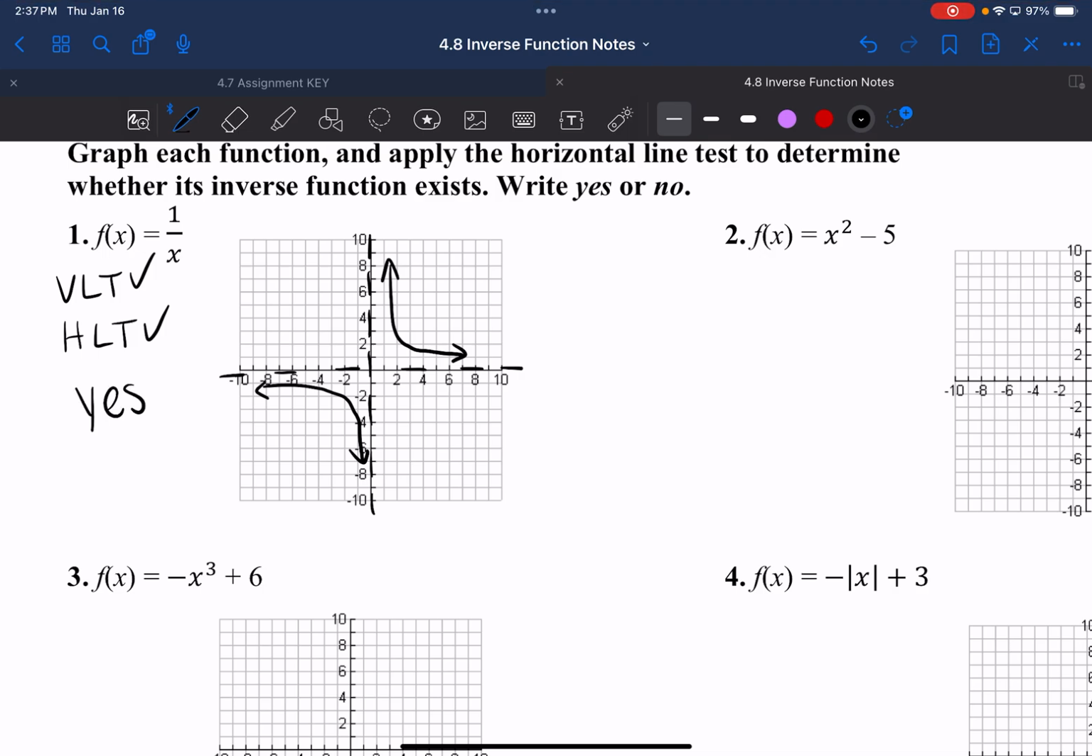All right? I want you guys to try 2, 3, and 4. So you'll draw a sketch and then tell me yes or no. Should it have an inverse? If you're having a hard time remembering any of those functions, you can pull back out your parent function notes. I believe those were 4.6 notes. You want to look at them?